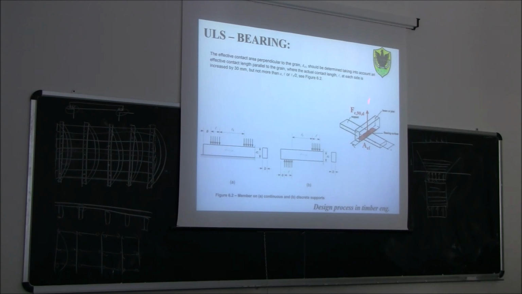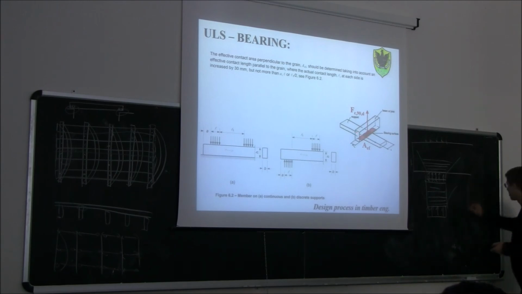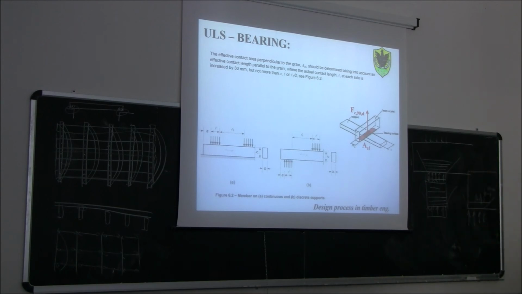But of course we cannot do this if the beam finishes here. So if you have a situation like this, then we cannot increase 30 millimeters here. We can only increase 30 millimeters on the right hand side. So consider an effective area only by adding the 30 millimeters on the right hand side. Not on the left, because on the left, of course, the beam is finished. Okay?